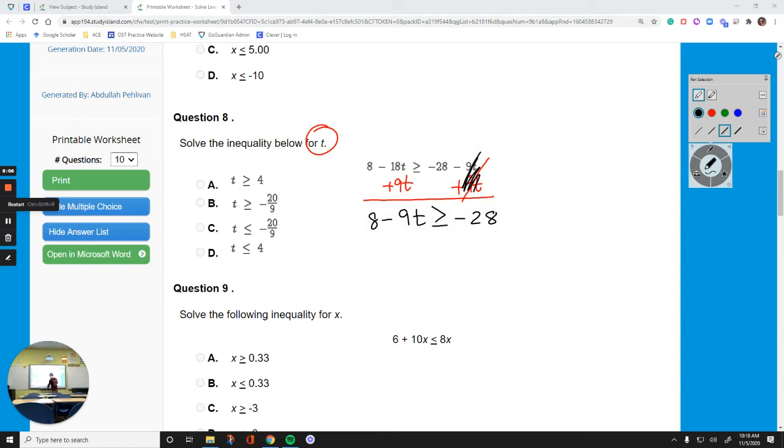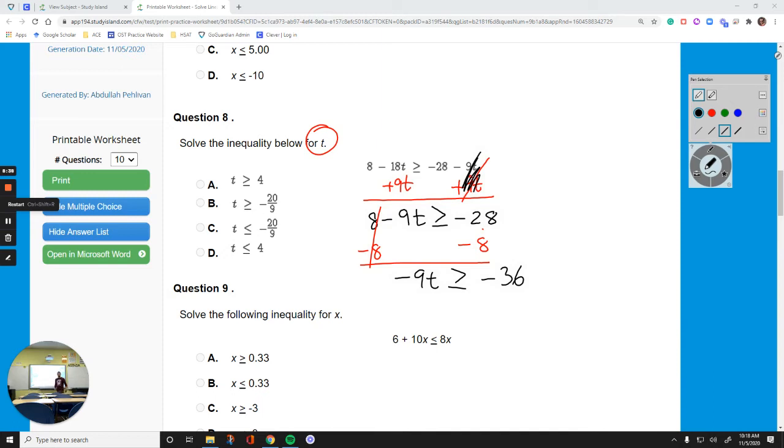Now I'm going to combine that 8 and this negative 28. Since I've already had my variable on the left side, I need to get rid of that 8, so that I only have my variable on the left instead of variable and the number together. So it is positive 8. I need to subtract it to get rid of it. Boom. Now bring down everything else. Left side is negative 9t is greater than or equal to, combine these two together, negative 36.